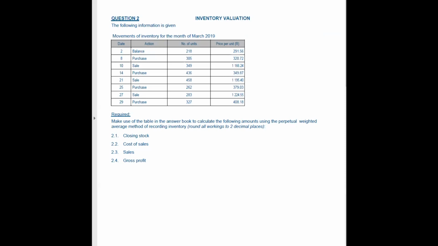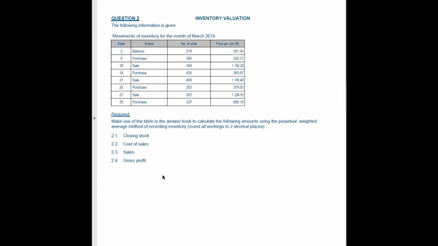The method that you are asked to do the calculations in this sample paper here is the perpetual weighted average method, but there is, of course, also the first in, first out, the FIFO method. I'm going to have a look at both just so that you can see the difference between the two and understand why you would use the one and not the other. Really, it's a matter of choice. But let's start. So here is the question.